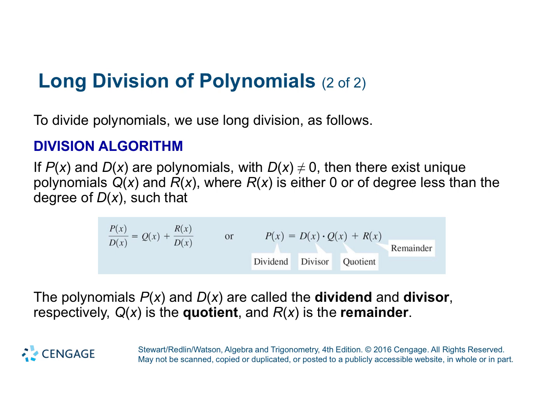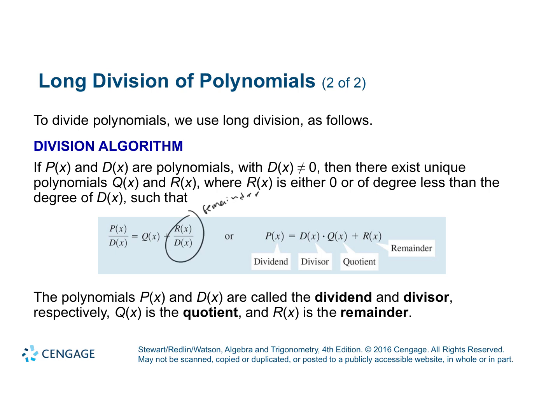So we're going to say if p of x and d of x are polynomials with d of x not equaling 0, then there exist unique polynomials q of x and r of x, where r of x is either 0 or of degree less than the degree of d of x, such that you can divide p of x by d of x, and that's going to give you q of x plus the remainder r of x over d of x.